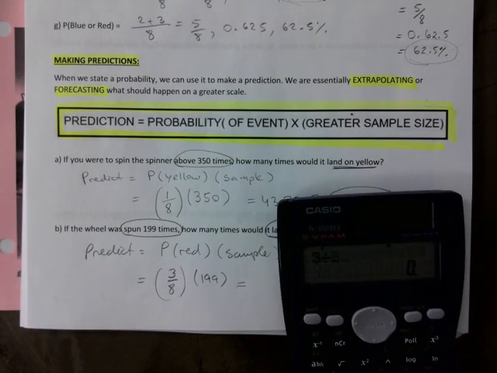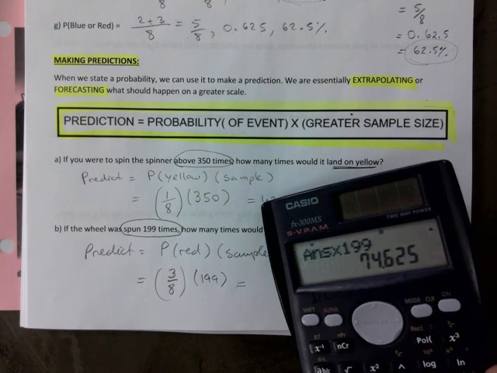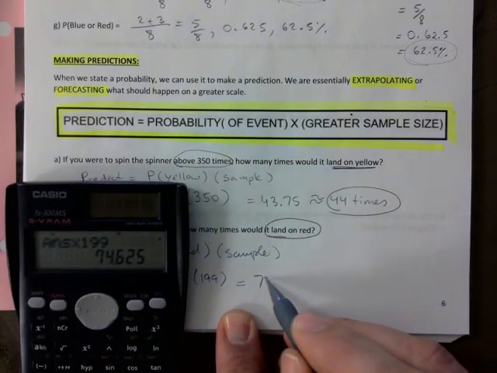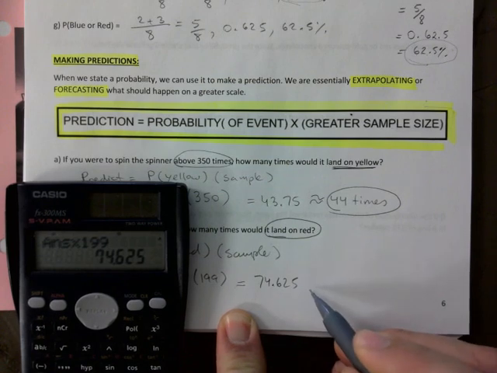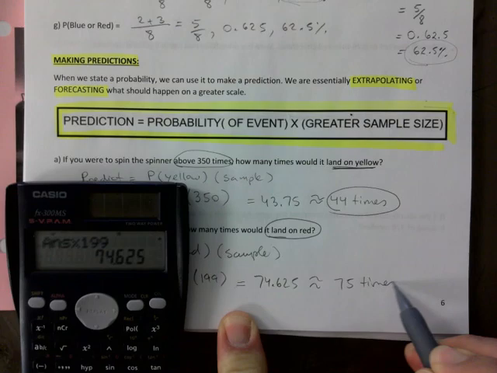So you go 3 divided by 8 times 199, 74.625. Can't have that, right? So approximately 75 times.